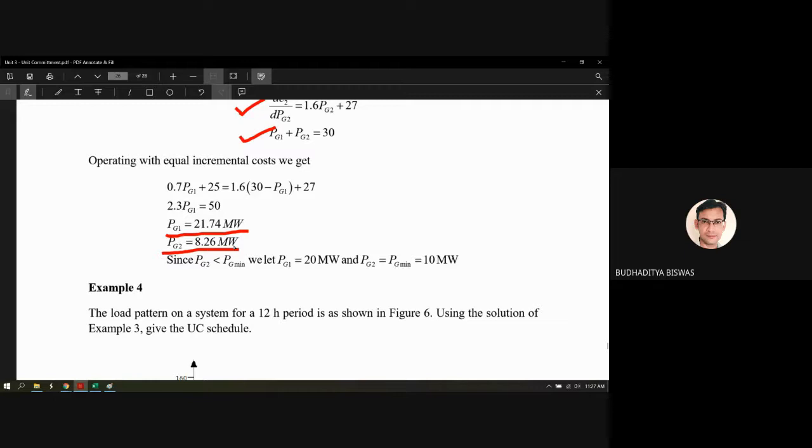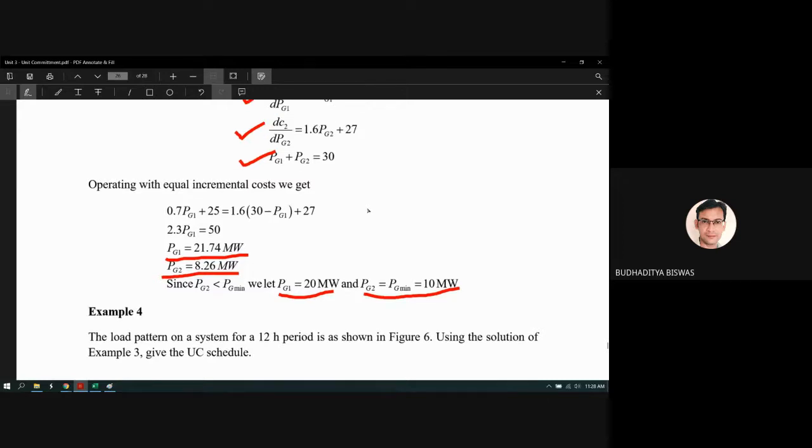After solving this, PG1 equals 21.74 megawatt and PG2 equals 8.26 megawatt. But according to the limit given, the unit must generate at least 10 megawatt of power. So that means it should be fixed to 10 megawatt. Since PG2 is less than PG minimum, we let PG1 equal 20 megawatt and PG2 equal PG min, equal to 10 megawatt.